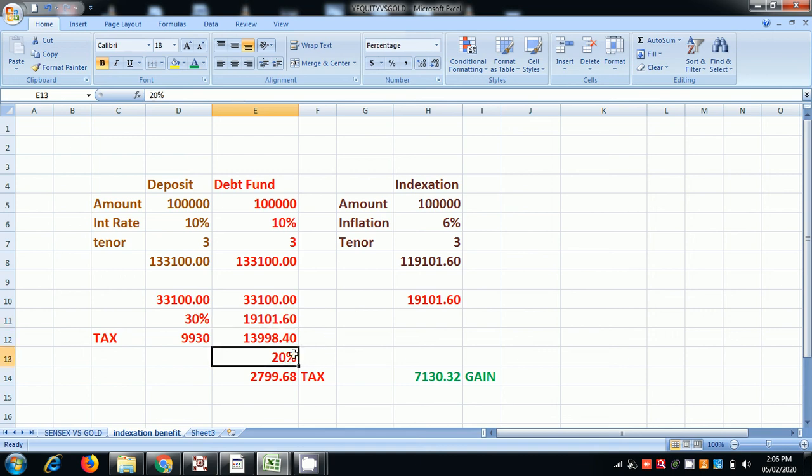And this 20% indexation benefit is given, and you pay tax of 2,799. So that is called indexation. With indexation, you get a benefit of 7,130. So basically, indexation means inflation adjusted amount.